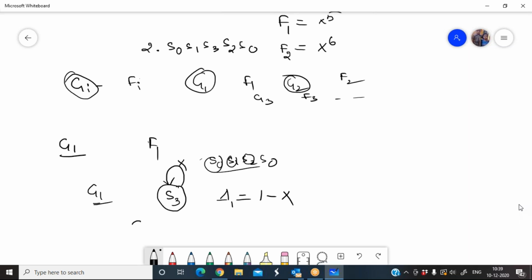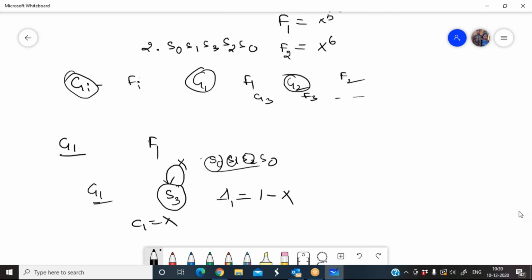Is it okay? C1 with gain equal to x. So you can write the delta formula: delta 1 equals 1 minus sigma C1. So only C1 is present here, C2, C3, C4 are not present here. So you can write 1 minus x. Is it clear? All of you, please respond.